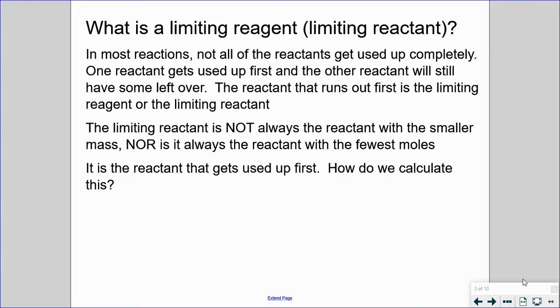The limiting reactant is not necessarily the reactant with the smaller mass, nor is it always the reactant with the fewest number of moles. It depends on the molar ratio. So how do you figure out which one is the limiting reactant?